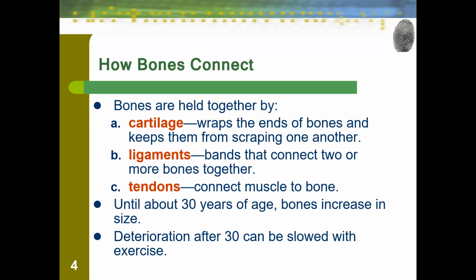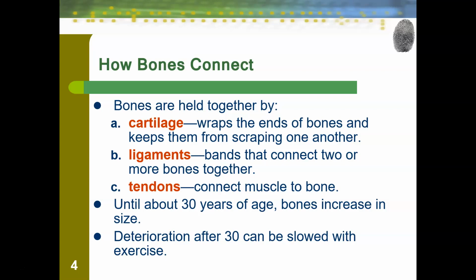So how is our skeleton really all connected to each other? So bones are held together by cartilage, which wraps around the ends of our bones and keeps them from scraping against one another. This cartilage can become broken down, and it is incredibly painful when bones start rubbing against each other. We have ligaments, which are bands that connect two or more bones together. This is why if you pull on your arm or your leg, the bones don't come apart. It's because ligaments are holding them there. Then we have tendons, which connect muscle to our bone. So most of our bones are wrapped in muscle, so that muscle is being held on to the bone by tendons, which is why you can't just move the muscle out of the way.